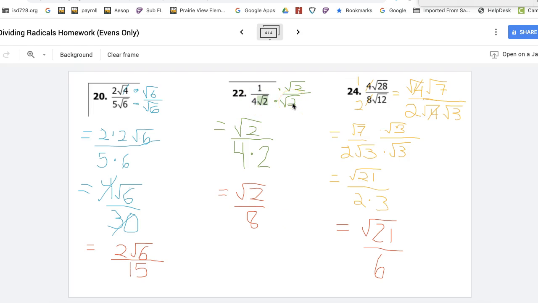22, again, rationalize the denominator. I get root 2 over 4 times 2. Remember, square root of 2 times square root of 2 makes square root of 4, which pulls out a 2. And that is root 2 over 8. And I'm going to stop yapping and let you guys see this. I think I've talked about enough examples. But the final answer for 21 is root 21 over 6.